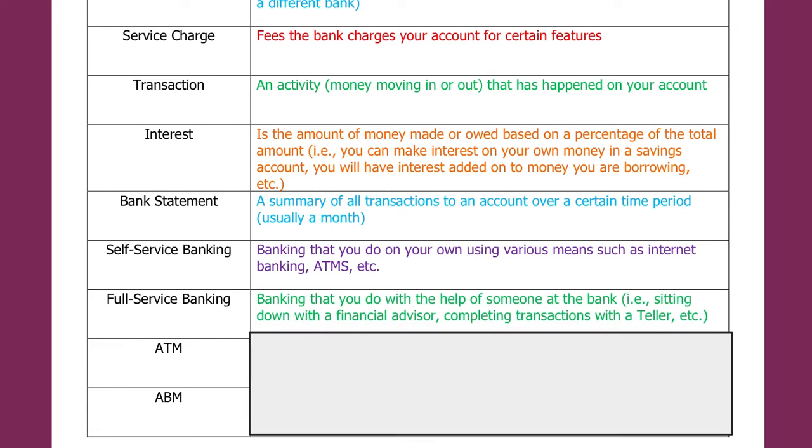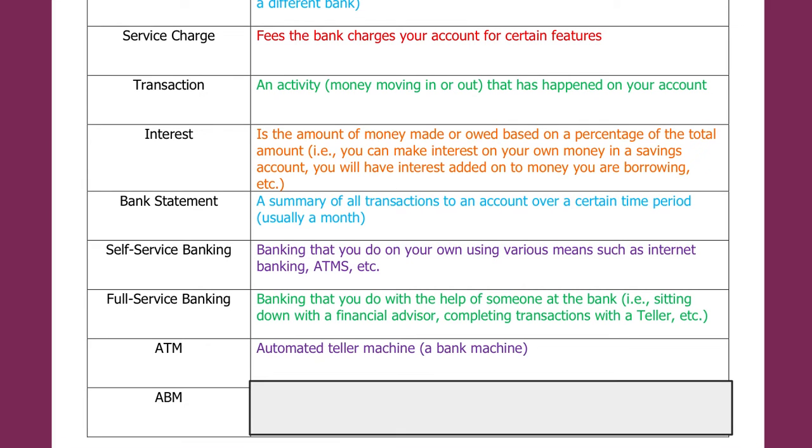Anything at the bank where someone else is helping you do is called full service. So if you're sitting down with a financial advisor or completing transactions with a teller, that would be an example of full service banking. And the last two here are ATM. So this just stands for automated teller machine, which is just another way to say a bank machine. And then we have ABM.